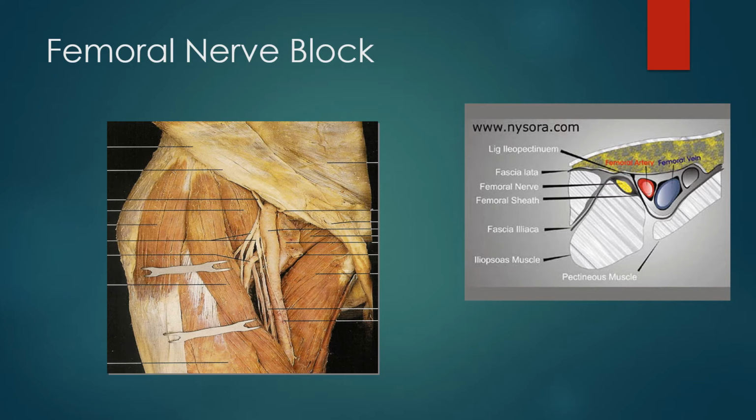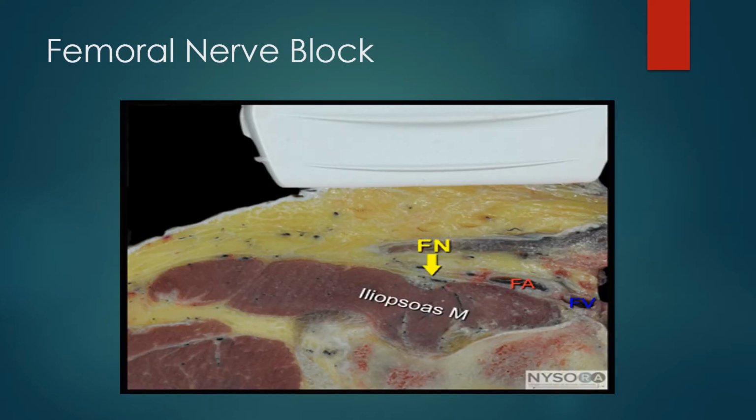Superficial to the fascia iliacus is the fascia lata, so there's usually 2 layers of fascia that we have to go through in order to block this nerve. This cross-section illustrates the fascia iliacus and how the nerve is embedded down into the iliopsoas muscle. Again, nerve, artery, vein. It lies just lateral to the femoral artery. Fascia lata is here in the more superficial layer.